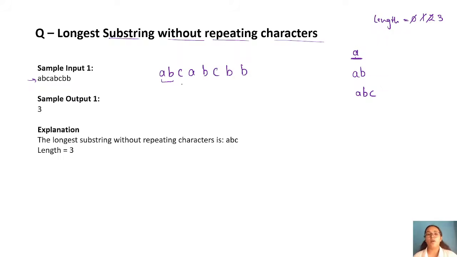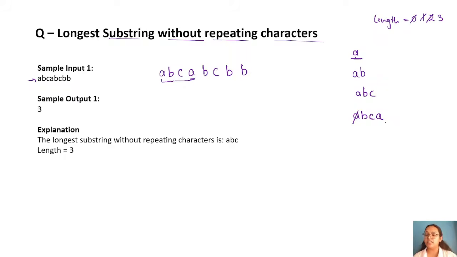Now I tried to add the fourth element, that is A. So A, B, C, and now I added one more element. Now I see this particular A is repeating, right? And because it is repeating, it is not obeying the rule that you should have non-repeating elements. So if this A is repeating, I'll start removing elements from the starting. I'll remove this A, and now the substring becomes BCA.